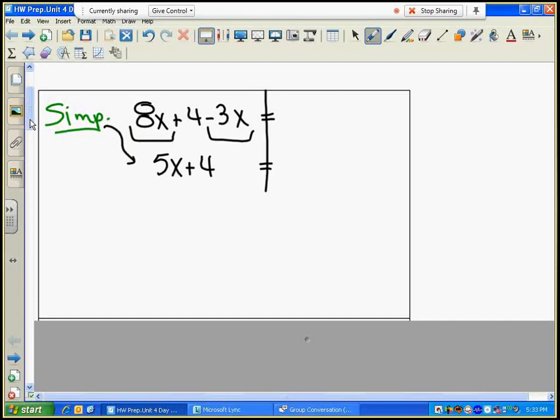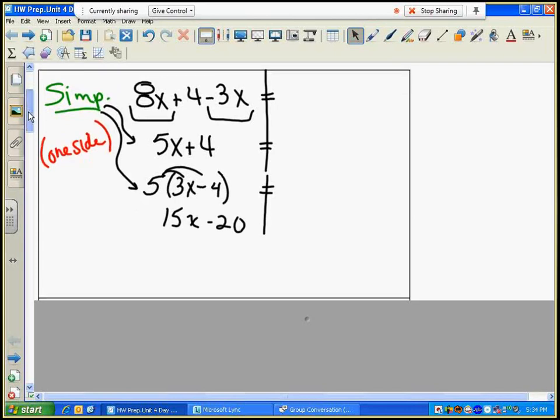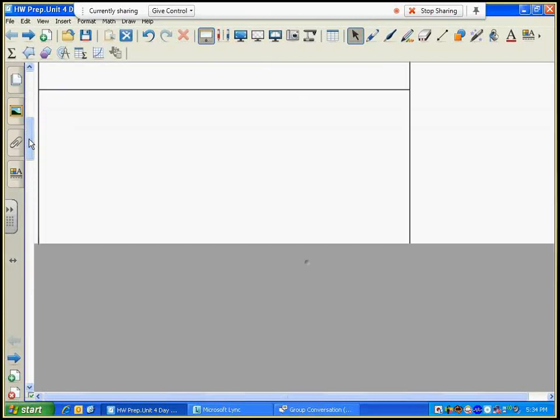So there's one. Another example that we have is if I do 5 times 3x minus 4, something that requires distributive property. Okay, that is another example of simplification. Here's the key. Notice that both of these guys occur on one side of the equation. If something happens like collecting like terms or distributive property on one side of the equation, that is an example of simp.